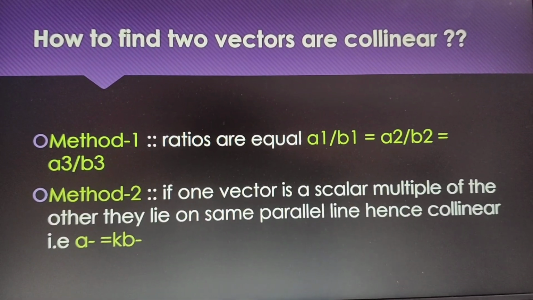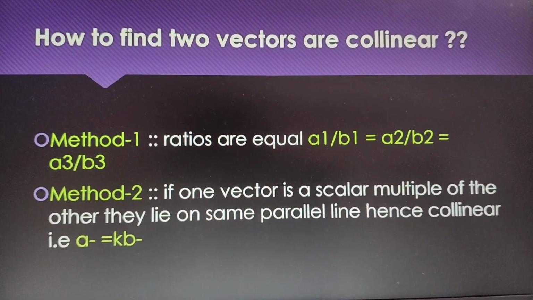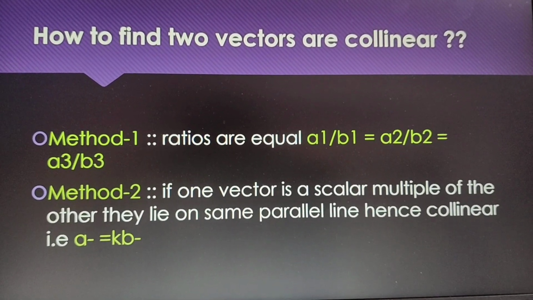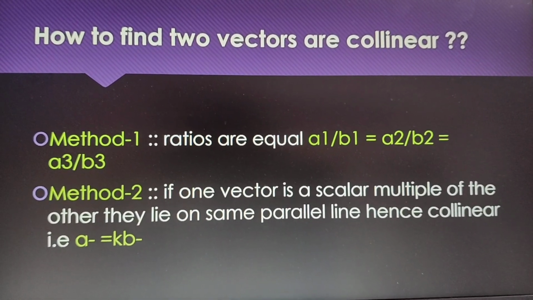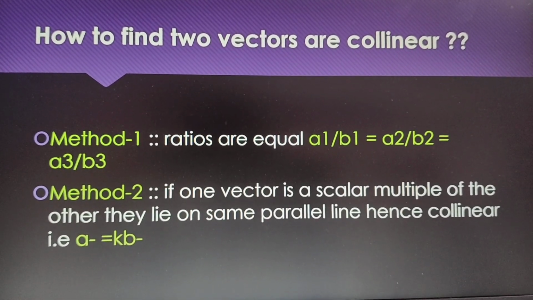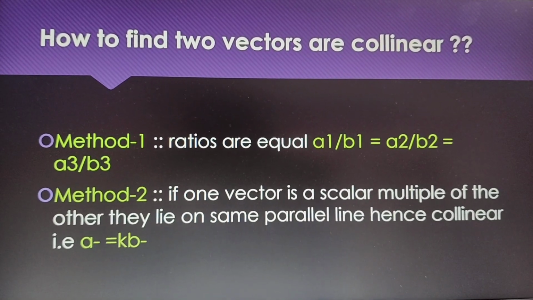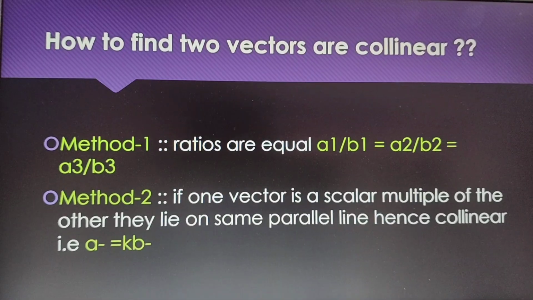Second, next one. How to find two vectors are collinear. I said to you in the first part, collinear means same as parallel condition. Just equate the ratios. A1 by B1 equal to A2 by B2 equal to A3 by B3. This is the first method to find they are collinear. If they asked k value, when you equate the ratios, you will get the k value.